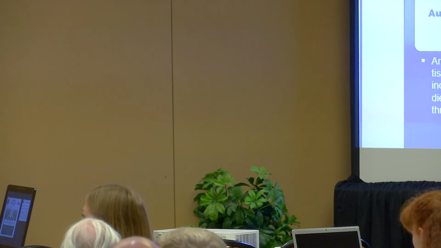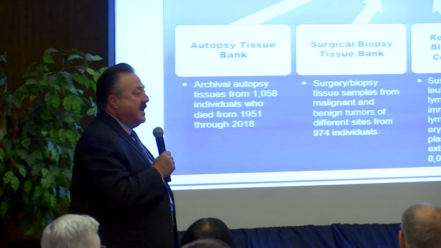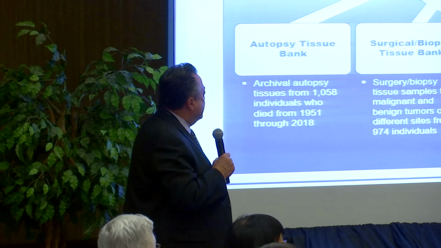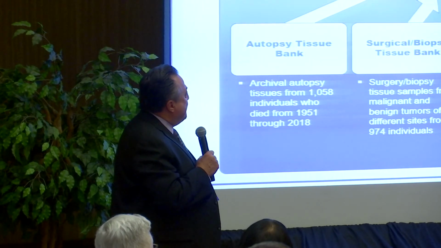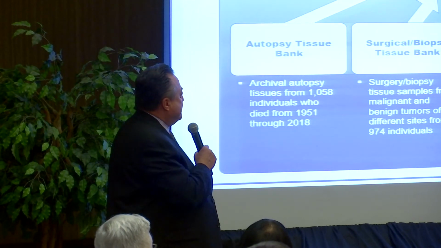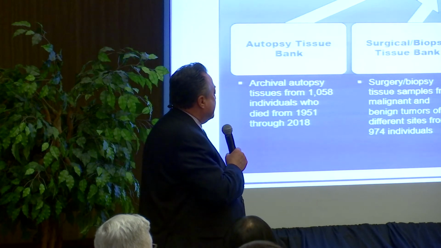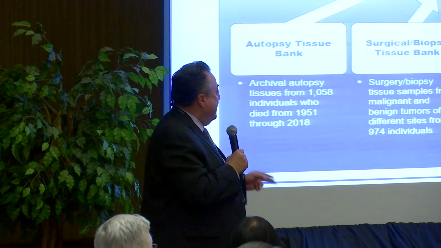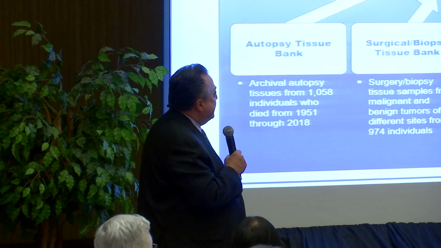The first is the autopsy tissue bank, which consists of archived autopsy tissues from over 1,000 individuals who died between 1951 and through the current time in 2008. The second component is the surgical biopsy tissue bank, which consists of surgical and biopsy tissue samples for both malignant and benign tumors, different sites through the body, from 974 individuals.